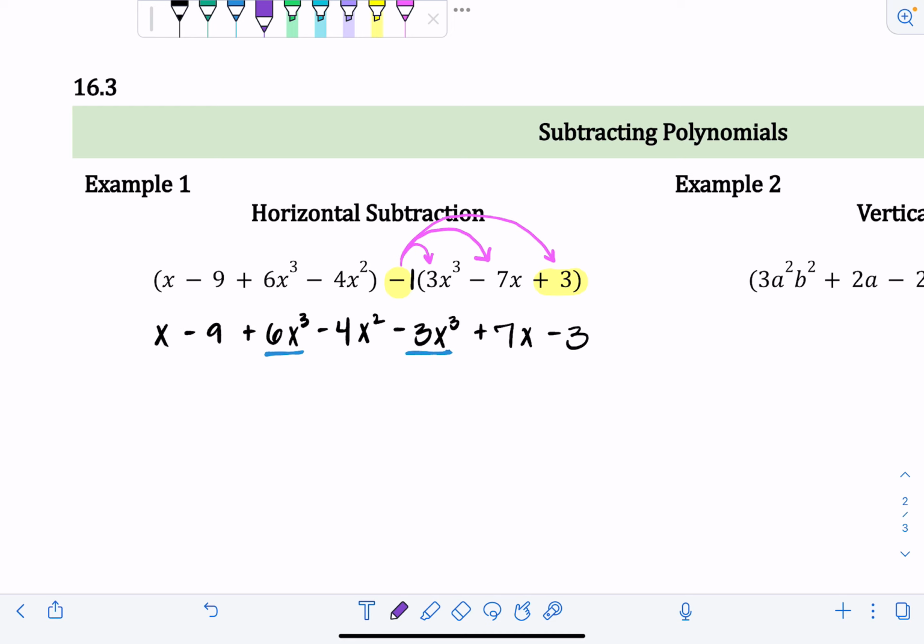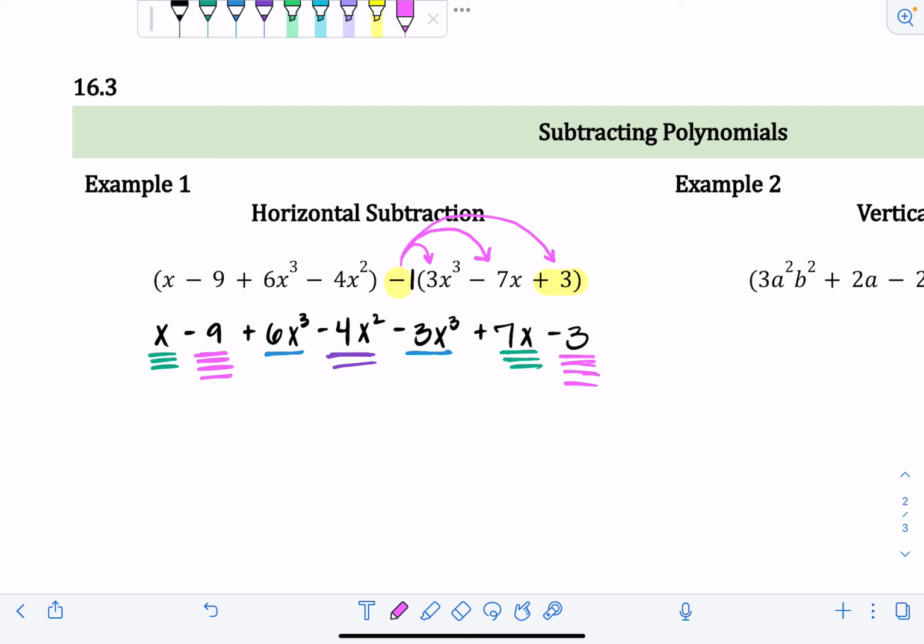I have this negative 4x squared next, but there's no other x squared, so I'll just leave that alone for now. I have an x to the first power. Remember, if you don't see an exponent, it's a first power, and then a 7x, and then I have a negative 9 and a negative 3. So I found all of my like terms that I can group together.